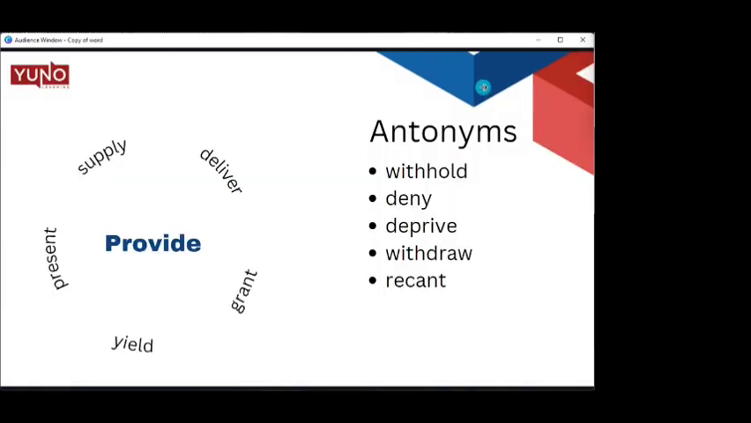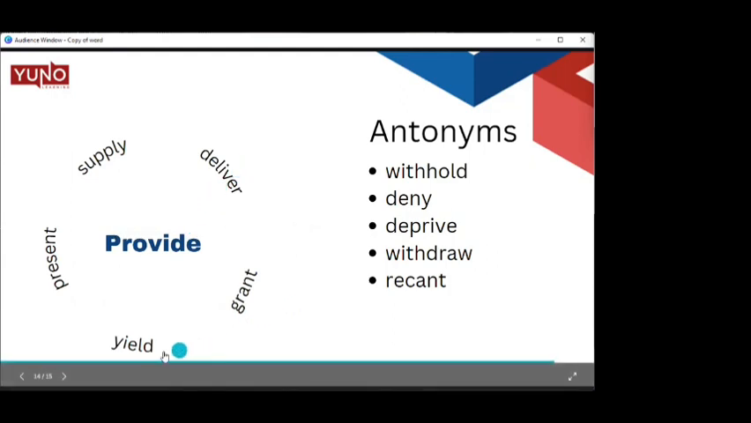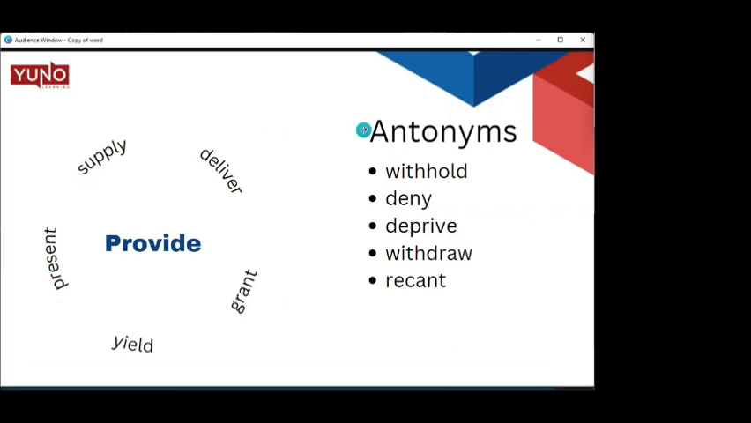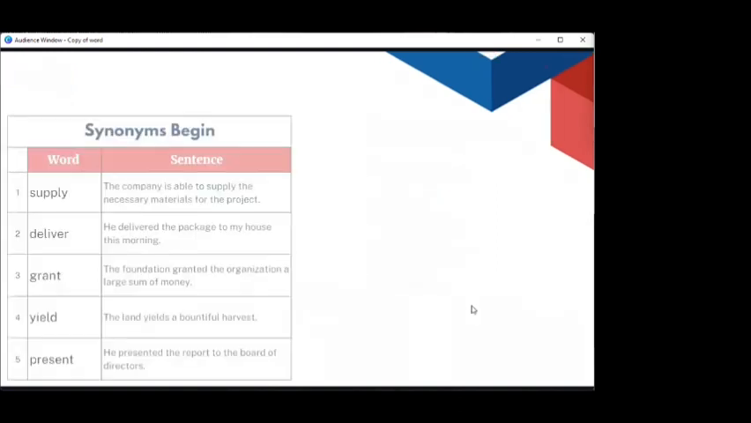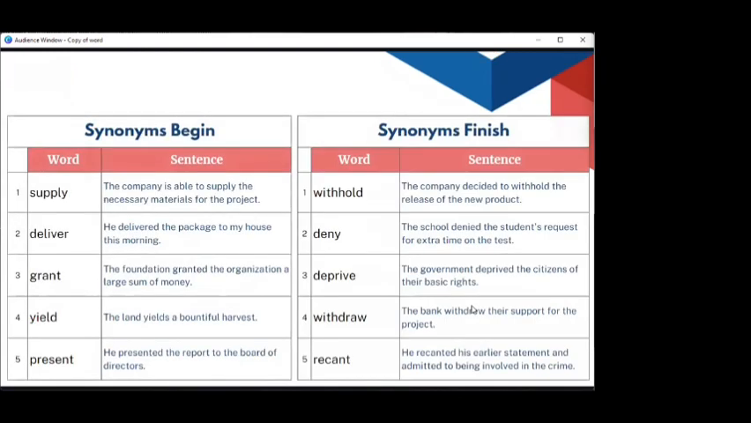So the next word that we have here is provide. The synonyms for provide are deliver, grant, yield, present, and supply. And the opposites would be withhold, deny, deprive, withdraw, and recant. So the words that are similar to provide are supply.